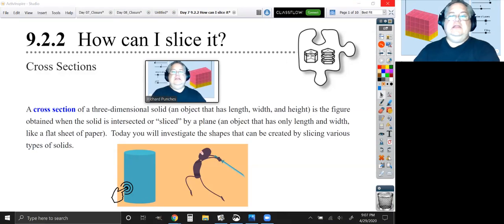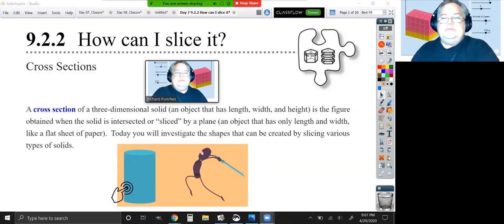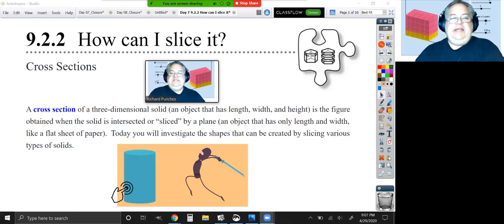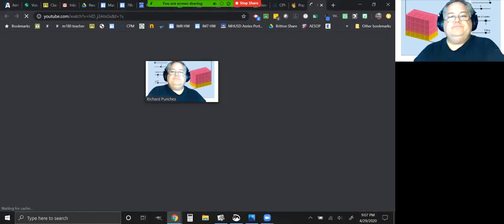Today you will investigate the shapes that can be created by slicing various types of solids. Okay, so watch this little video.